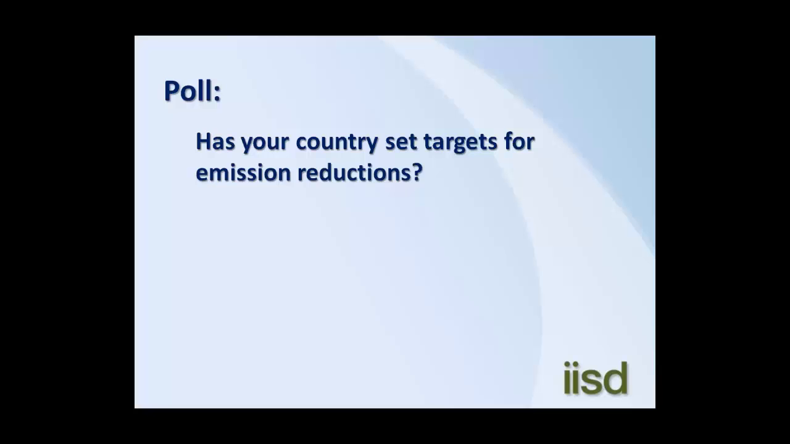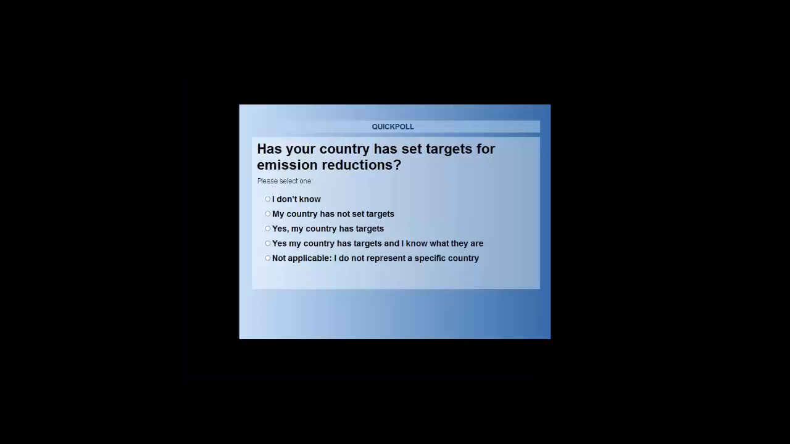I want to now conduct a second poll to see how aware participants are of whether their country has set targets and what those targets might be. So you should see a poll appear on your screen, and you can select whether your country has targets and whether you know what they are.